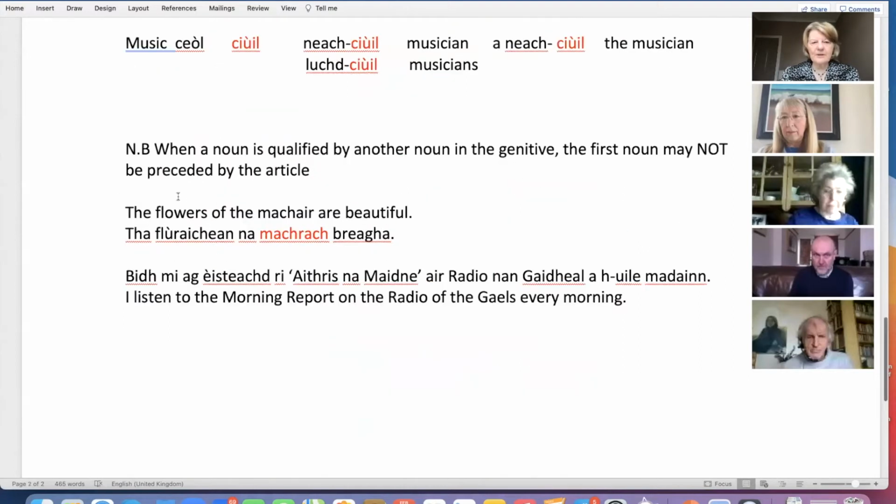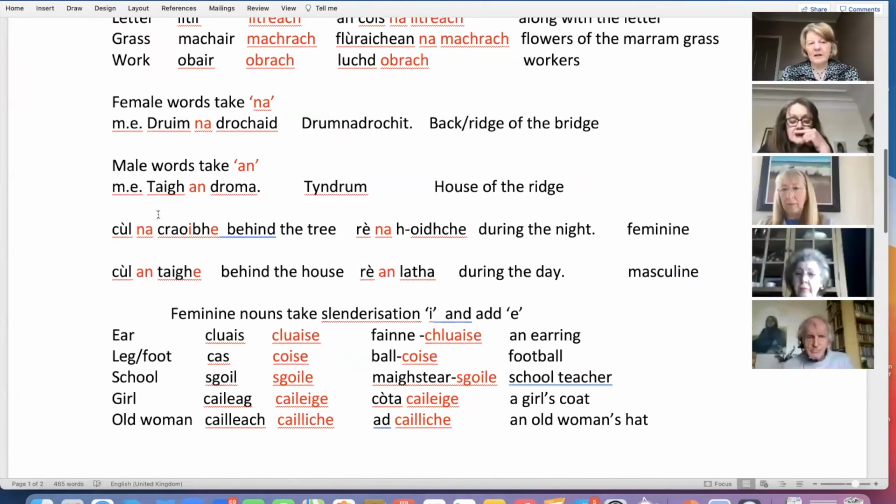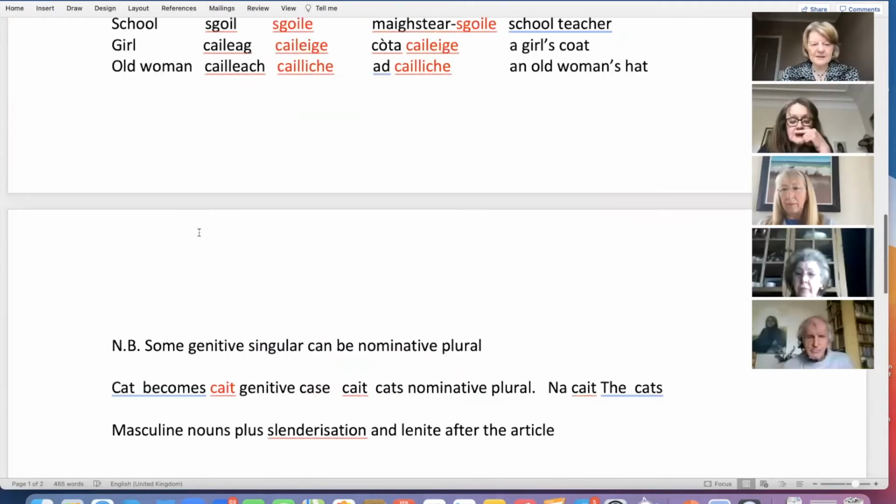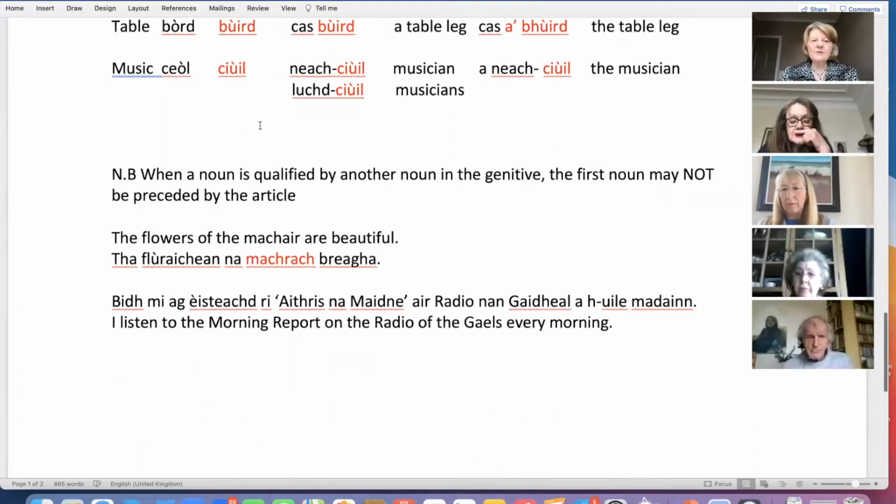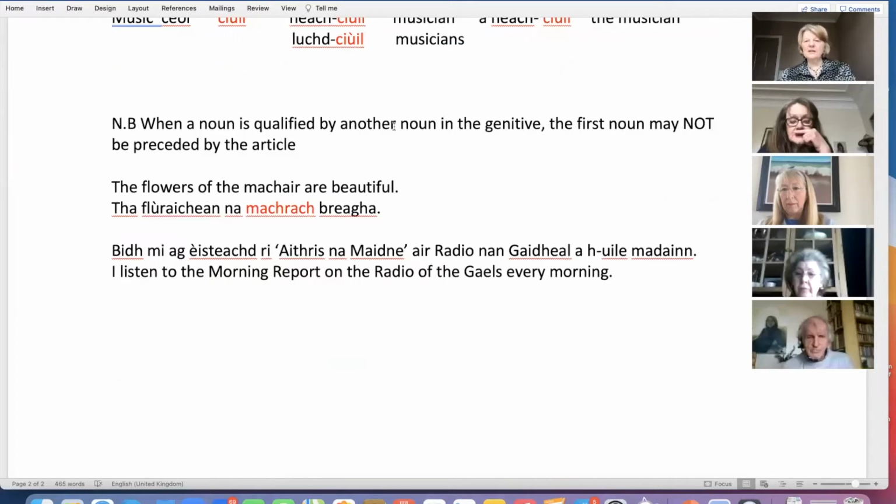Talking about the noun taigh an droma, you would think it would be an taigh an droma, but what happens is when a noun is qualified by another noun in the genitive, the first noun may not be preceded by the article. So if you said the flowers of the machair are beautiful, you would probably want to say, I think, tha na flùraichean na machrach brèagha. But you don't use the first na. You just go straight into the noun and you say tha flùraichean na machrach brèagha.